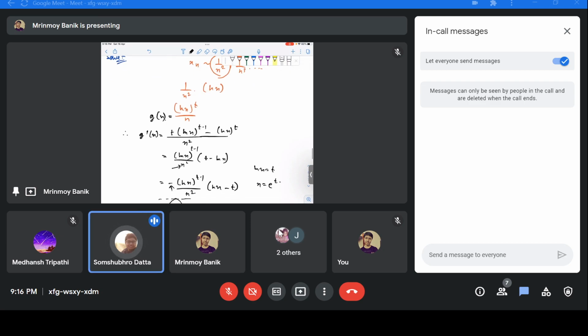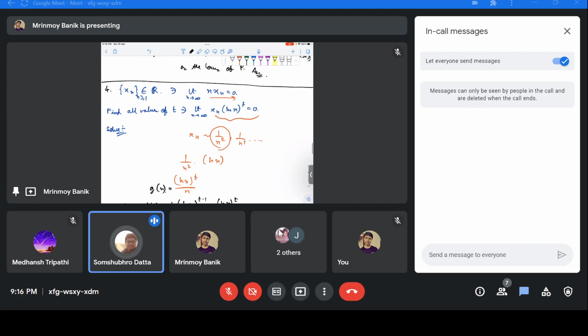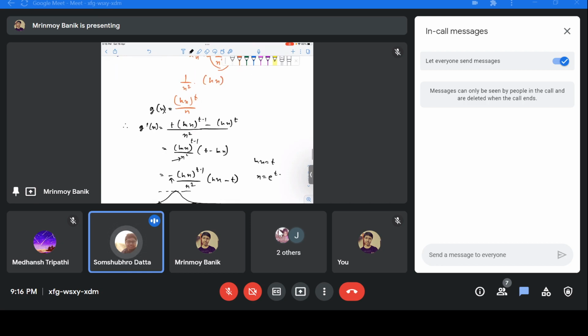Sir, could you please give a brief explanation of the solution again? I actually got disconnected in the middle.